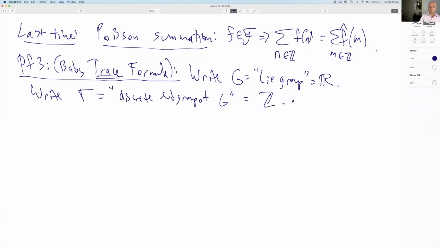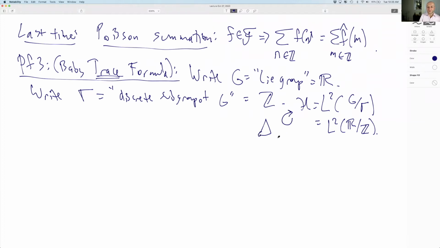And the point is to try to understand L2 of G mod gamma, which of course for us is a nice Hilbert space. We have our Hilbert space, which is L2 of R mod Z. And there's a nice operator on here. There's a Laplace operator, more generally a Casimir operator, but never mind. So this is our Laplacian.